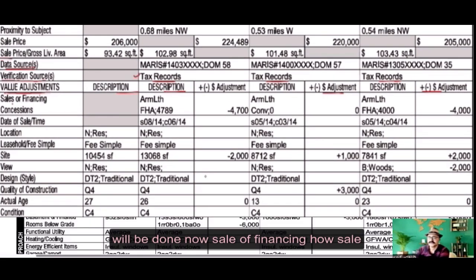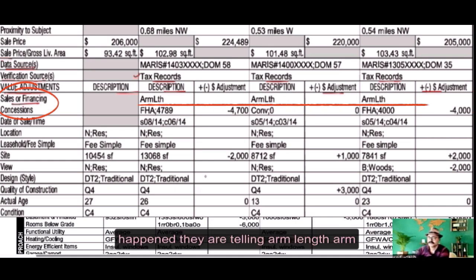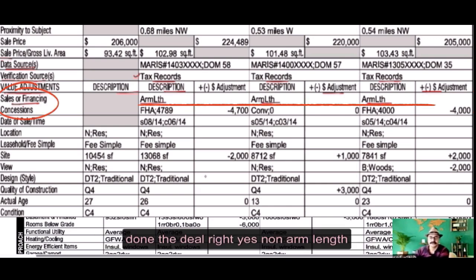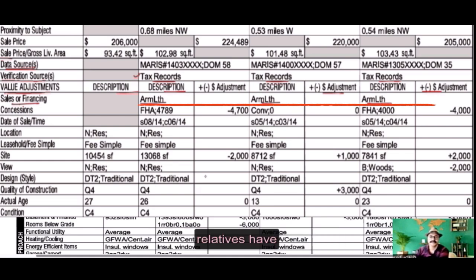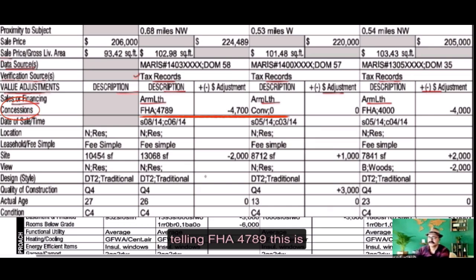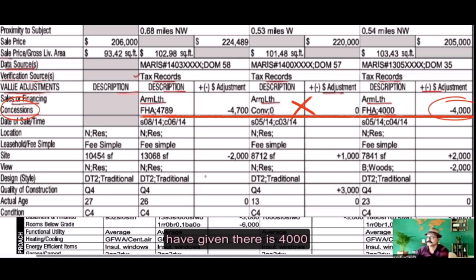Now, sale or financing, how the sale happened. They are telling arm's length. What do we mean by arm's length? Arm's length means two unknown parties did the deal, right? Non-arm's length means relatives or people who know each other, family. Concession: any concession, they are telling FHA 4,789. This is a $4,700 concession they have given. There is a $4,000 concession.